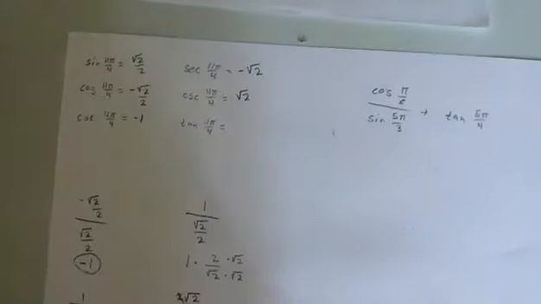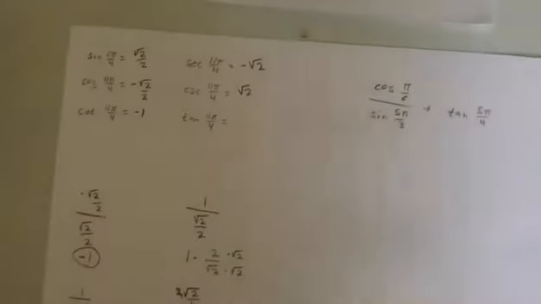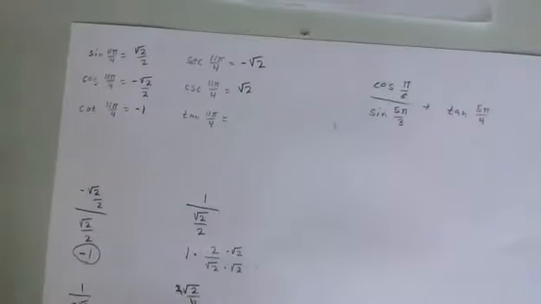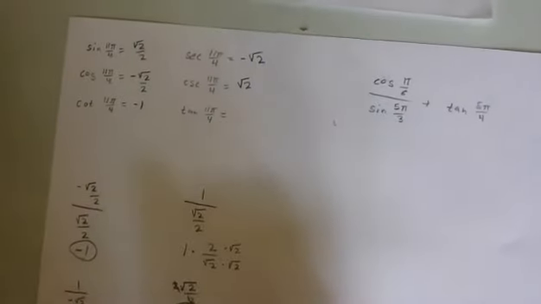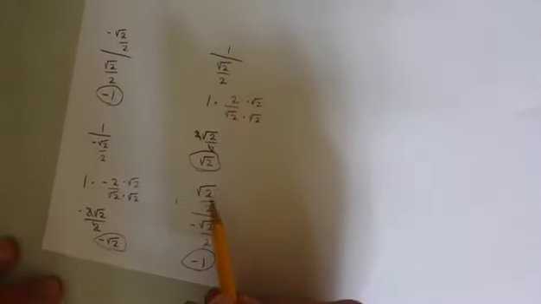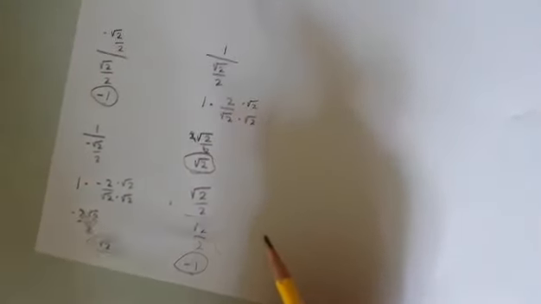Alright, now we're going to find the tangent. We've already done the cotangent, so this is honestly pretty easy from here. We're just going to put the sine all over the cosine, which is root 2 all over 2 all over negative root 2 all over 2. They're the same number, so it's just negative 1, same as cotangent.